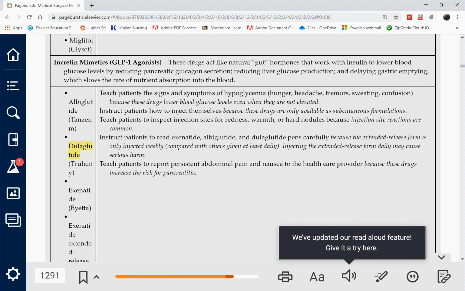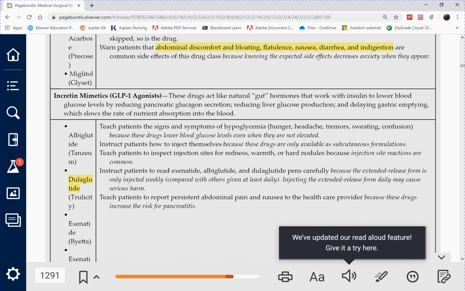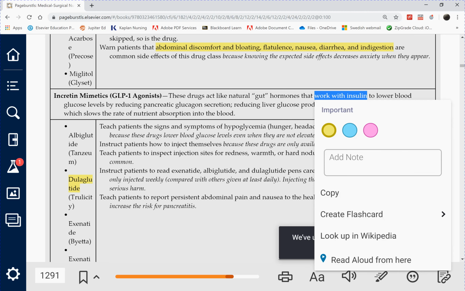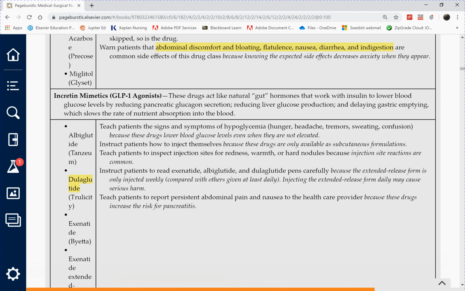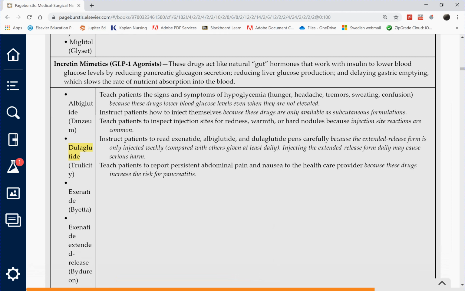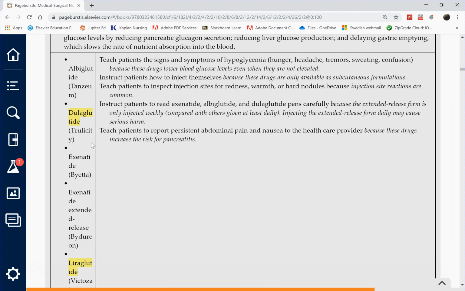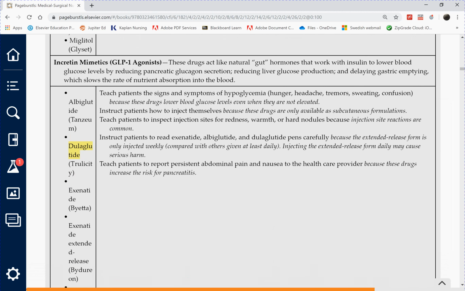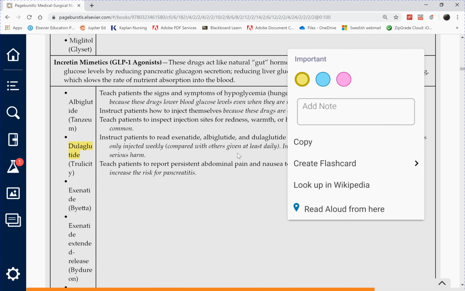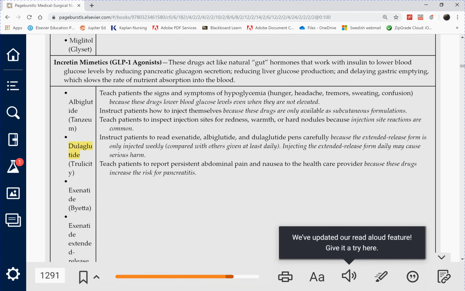Now, these are injectables. Okay, this is a subcutaneous injection, but this is not insulin. Okay, it only works with insulin, but this drug is not insulin. Okay, let me just make that clear, because these are injectables. These two drugs are injections. They are subcutaneous injections. They do come in pens. Okay, we'll discuss pen use later.